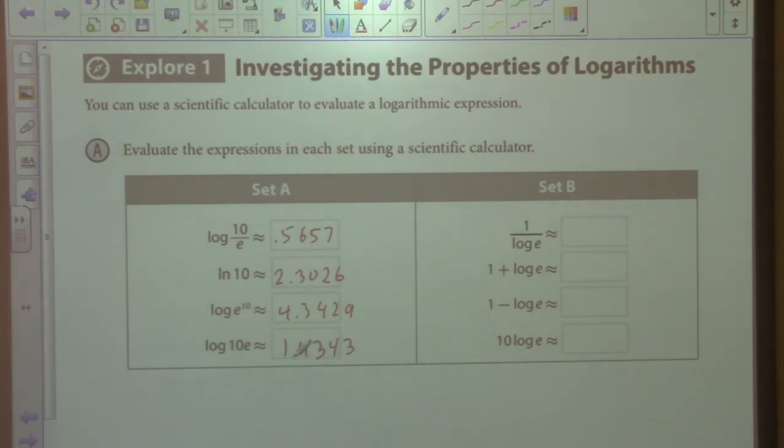Okay, what I want you to do is work on this set B to the right and just see what you get. Just check those numbers. It's really kind of an exploration, learn by entering in the calculator, seeing what you get.